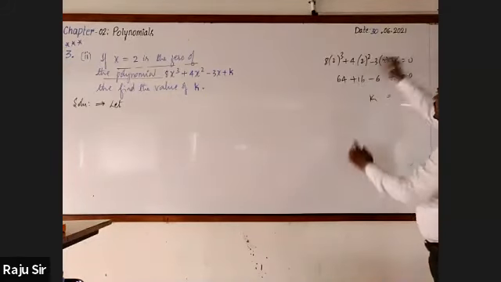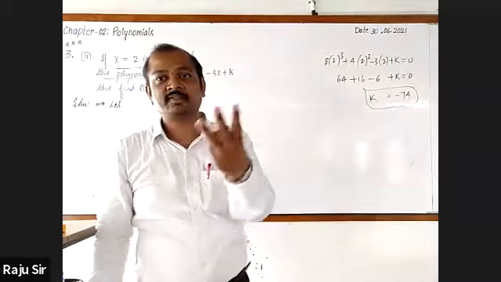64 plus 10 is 74. So 74 plus k equals 0, and k is equal to minus 74. How many steps? Only three steps. Yes, Shreya.